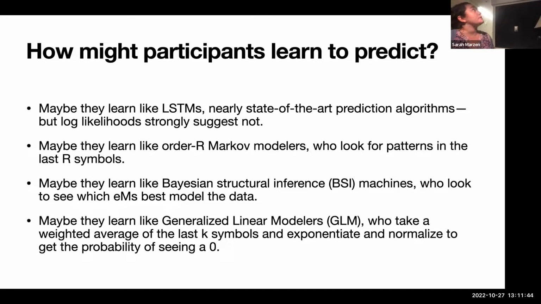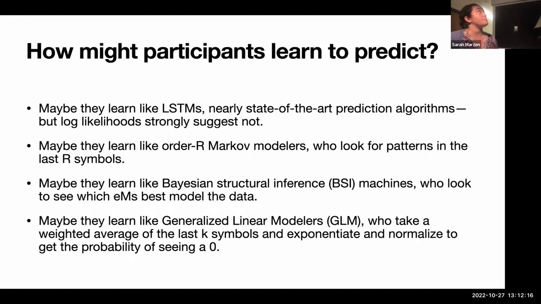Maybe they're learning like long short-term memory units. These are nearly state-of-the-art prediction algorithms. They're no longer state-of-the-art, but we were calculating log likelihoods based on the data as if they were learning like LSTMs, and the log likelihoods strongly suggest that they were not, compared to the log likelihoods of these other strategies. And then we said maybe they're learning like order R Markov modelers who are looking at the past R symbols, who are looking at patterns in R+1 symbols in order to make their guess. Maybe this is a very smart way of learning.